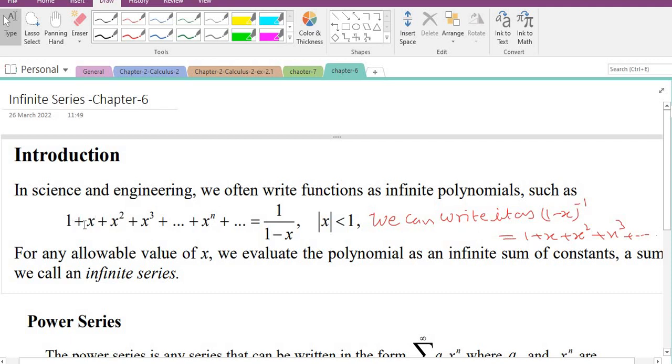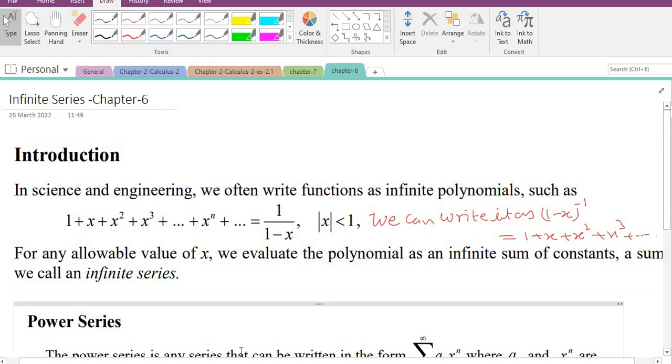If I have a mathematical expression 1 plus x square plus x power 3 plus and so on, plus x to the power n plus and so on, then we can abbreviate it, we can write it as 1 over 1 minus x. The condition is that x is less than 1. We can also write this as 1 minus x to the power minus 1 is equal to 1 plus x square plus x power 3 plus and so on.